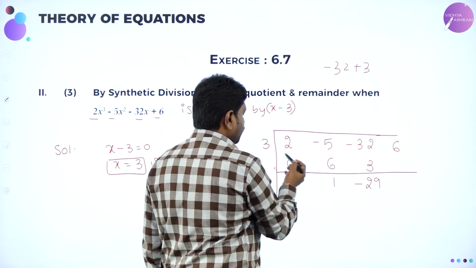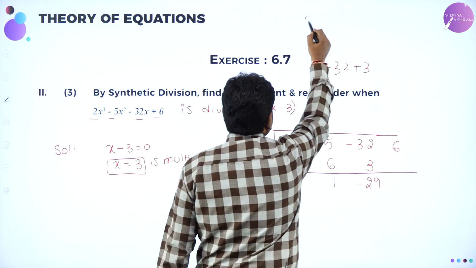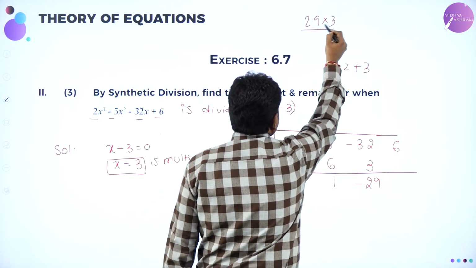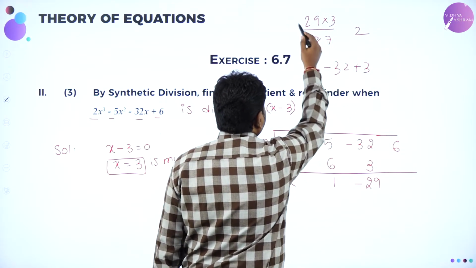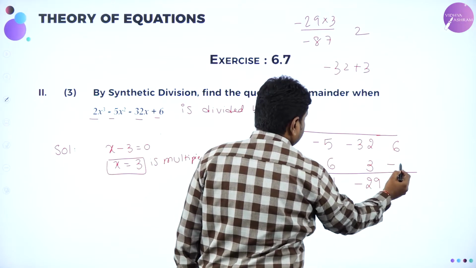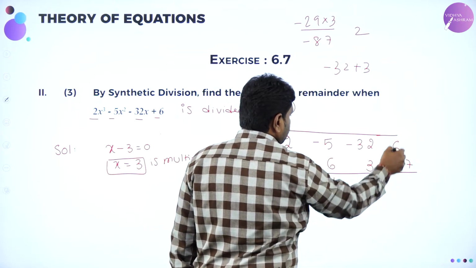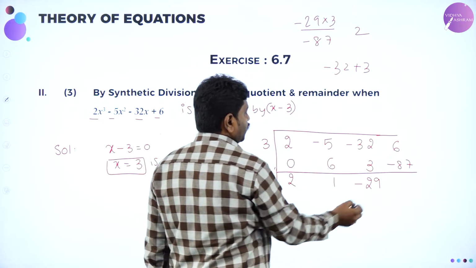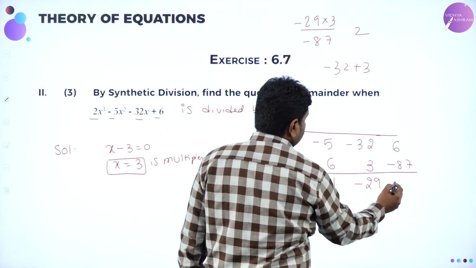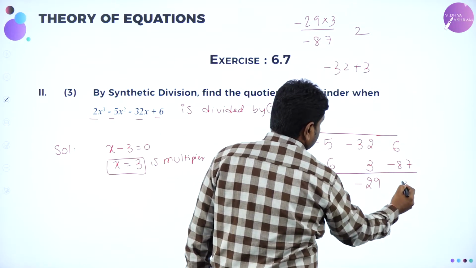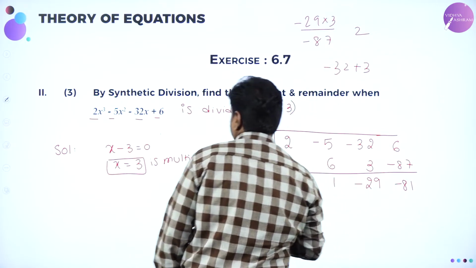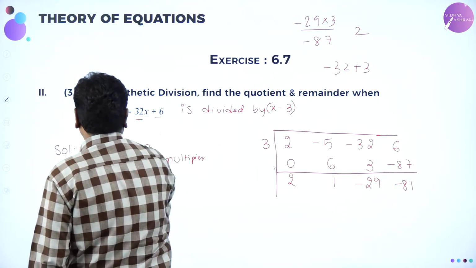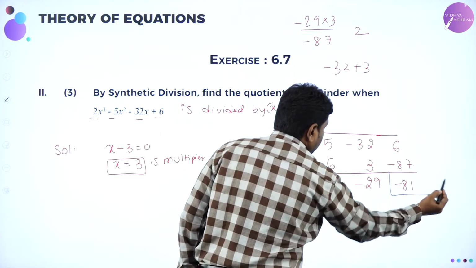So these two you multiply. 29 into 3. 9 3s are 27, 2. 3 2s are 6 plus 2, 8, minus 87. So minus 87. Now you should add these two. When you add these two, you'll get the remainder. That will give you minus 81. This part we call the remainder. So I'll separate this. This part is always called the remainder.